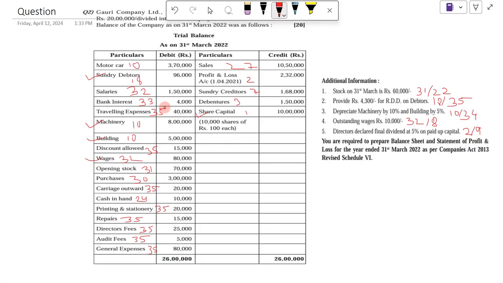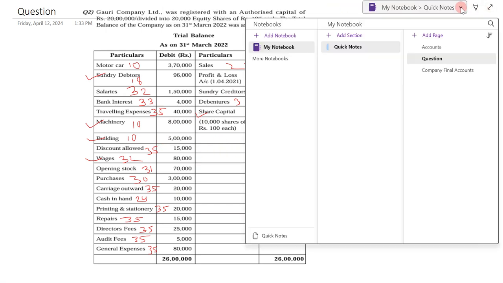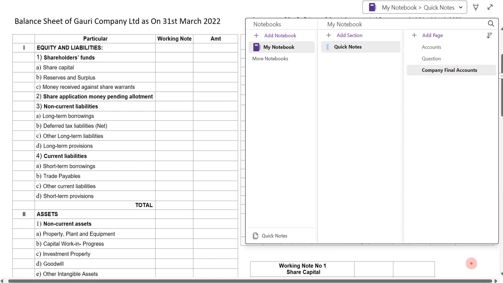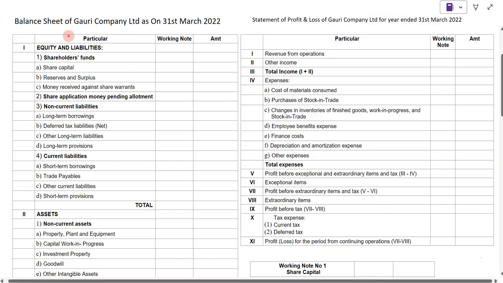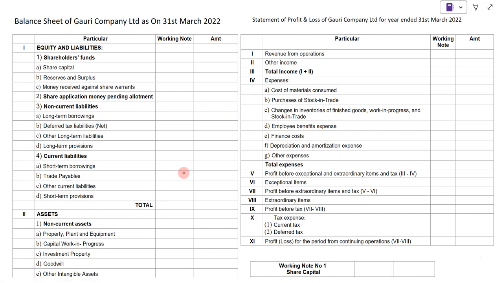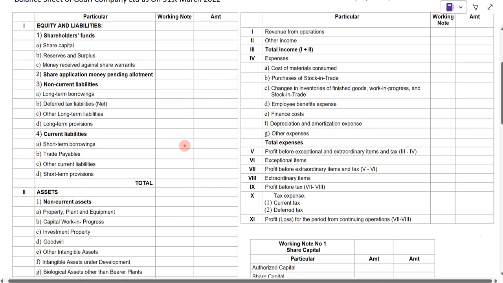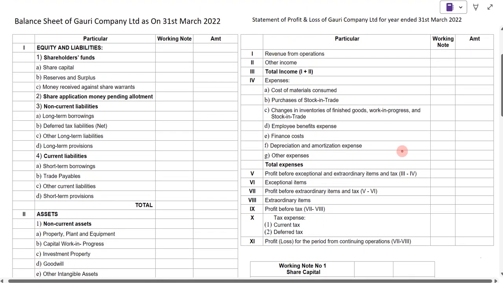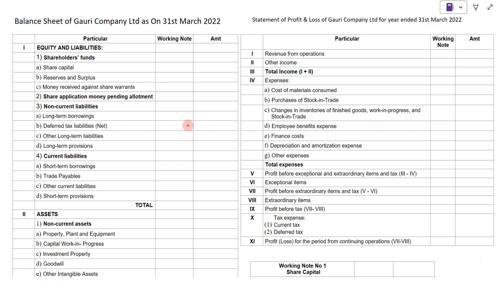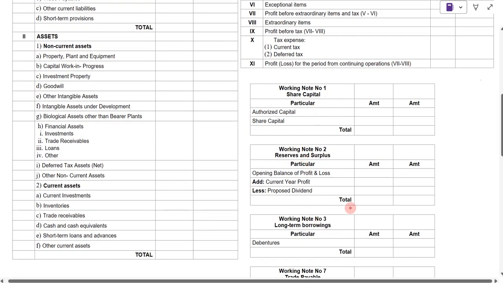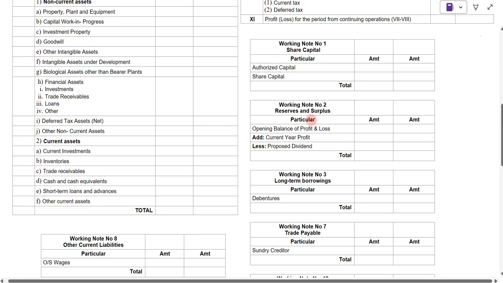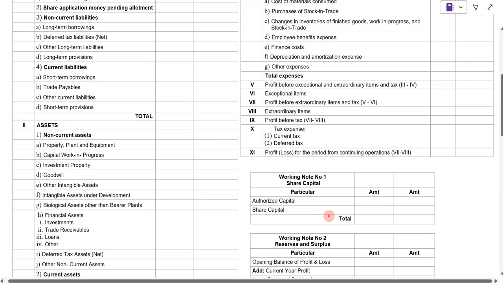Now after writing down these entries, we will prepare the accounts. Now first you will prepare the balance sheet. So first prepare the format of balance sheet in this way. Second, you have to prepare the statement of profit and loss account. After preparing these two important things, balance sheet and profit and loss account, then prepare the working notes. Okay, these are the working notes which you have to prepare.